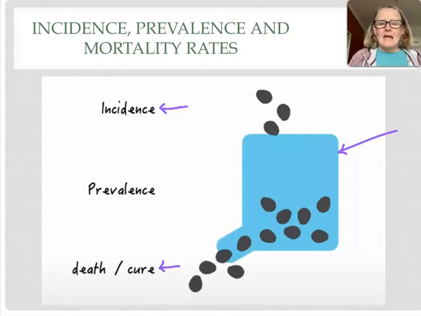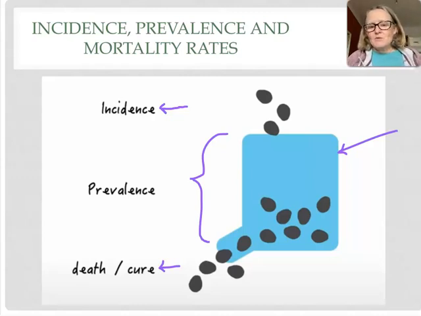So the number of people at any one time with the disease is known as the prevalence. So that's the number of people in a population with the disease. And you can see how we could add more pebbles or stones to the bucket faster than they're dying or being cured. That would increase the prevalence, and vice versa. Perhaps we could increase the cure rate, and that would decrease the prevalence. But the prevalence gives us an idea of the number of people in the population with the disease. That's also known as the burden of disease on a population.